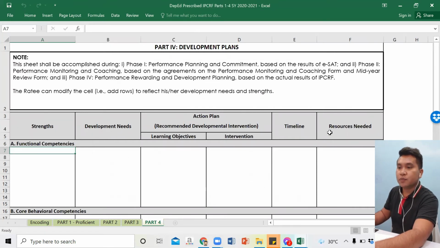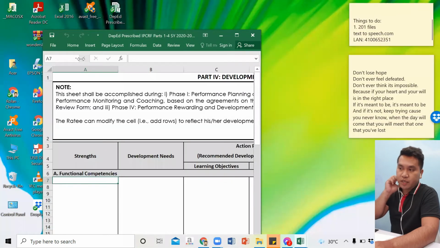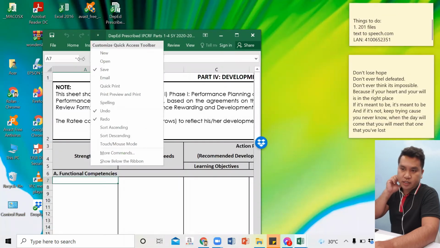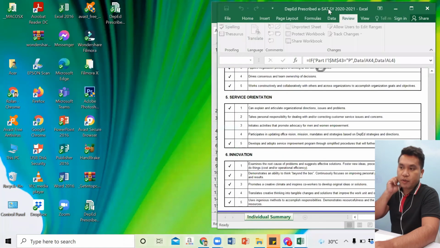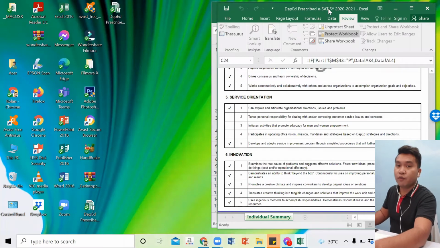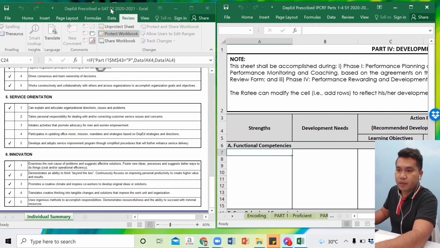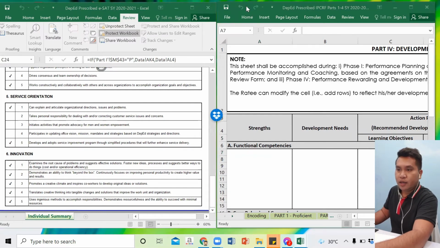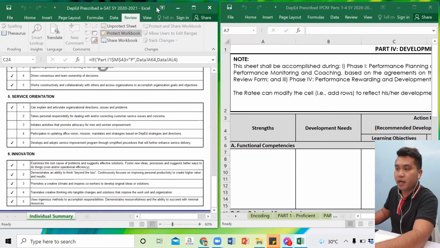Now, note these shall be accomplished during phase 1, the performance planning and commitment, based on the results of ESAT. And phase 2, the performance monitoring and coaching, based on the agreement in the performance monitoring and coaching form, or the PMCF, and the mid-year review form, or the MRF. And phase 4, the performance rewarding and development planning, based on the actual results of the e-IPCRF.